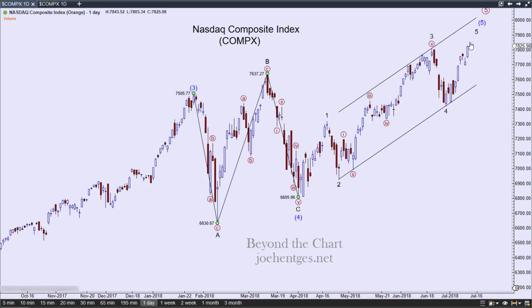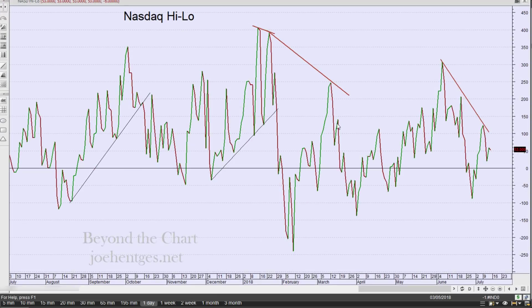Let me pull up the net 52-week high-low on the Nasdaq. And this will be the bearish divergence that I'm talking about. You can see here that this is the Nasdaq high-lows. This is a net where every day you basically net out how many stocks hit the 52-week high minus how many hit the 52-week low.